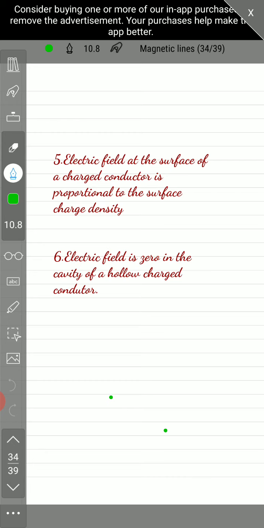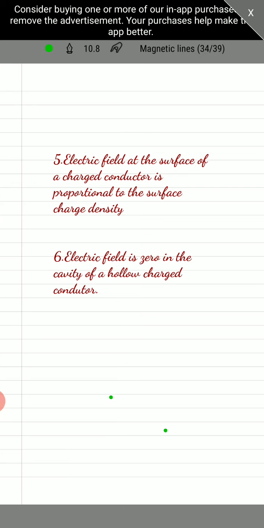Then next we have the fifth one, the electric field at the surface of a charged conductor is proportional to the surface charge density. Just now we have seen that all the charges remain on the surface of the conductor. There will be no charge inside the conductor when it is placed in an external field. In other words, the electric field depends on the surface charge density. Next is the sixth one, the electric field is zero in the cavity of a hollow charged conductor. This we are going to see in the next video, that how can we say that electric field is zero in the cavity of a hollow charged conductor.